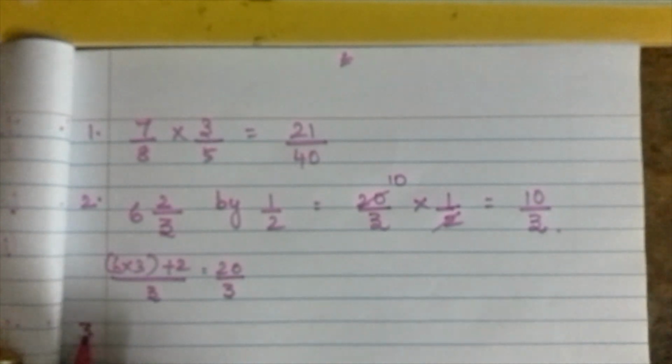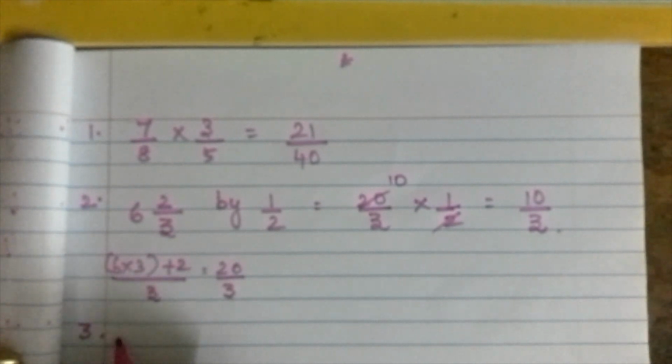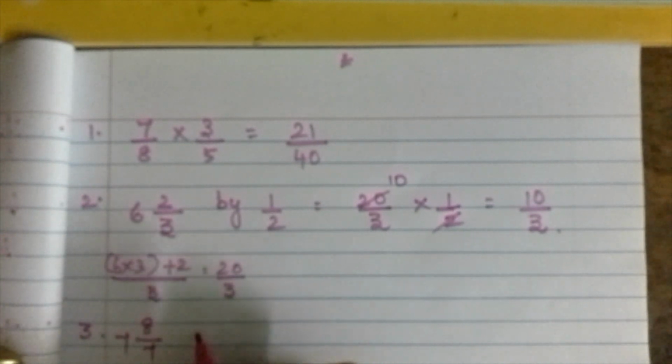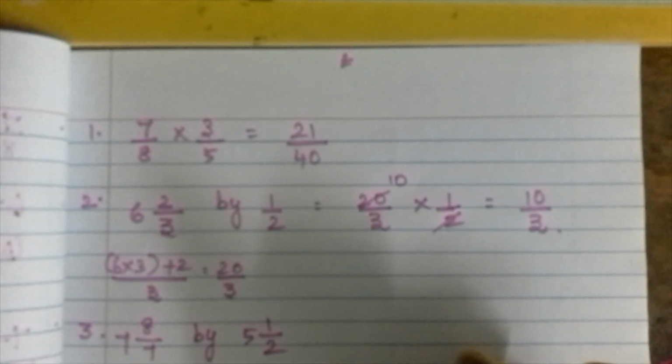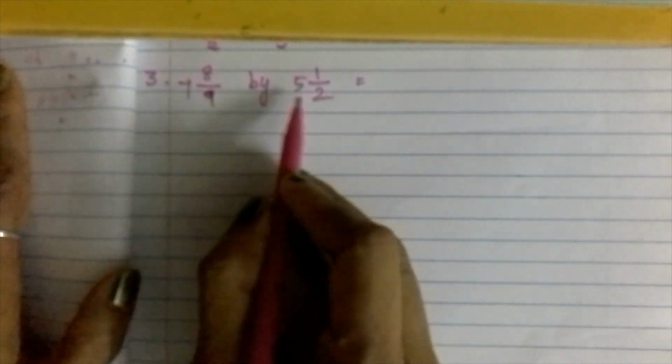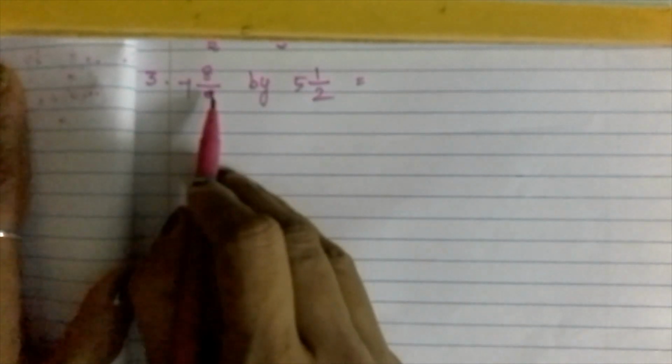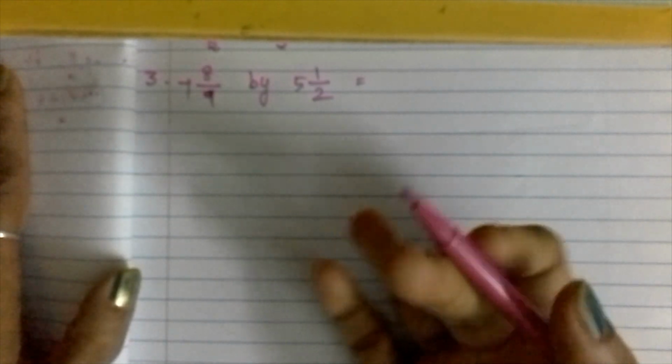Another sum. This next one involves two mixed fractions, 7 8 by 9 into 5 1 by 2. So in this case, you will have to solve both the mixed fractions. You have to convert them into improper fractions, then continue with the normal multiplication.